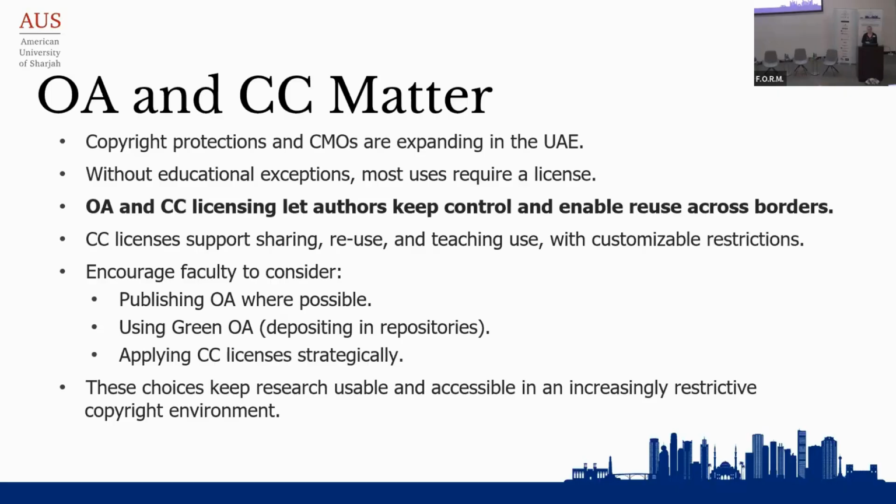Open access and Creative Commons licensing allows authors to maintain control and enable reuse across borders. For example, CC licenses support sharing, reuse, and teaching use with customizable restrictions, for example, preventing modifications or commercial reuse. So we should be encouraging our faculty, researchers and scientists to consider publishing open access where possible, using green open access, which means depositing in a repository, and applying CC licenses strategically. These choices will keep research usable and accessible in an increasingly restrictive copyright environment.